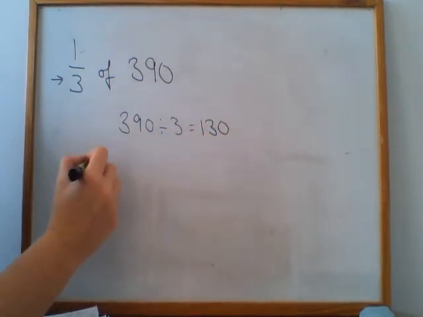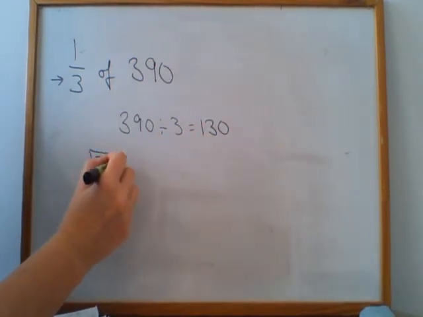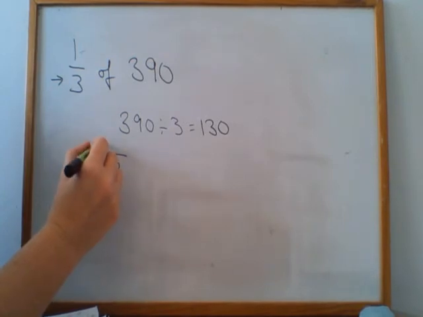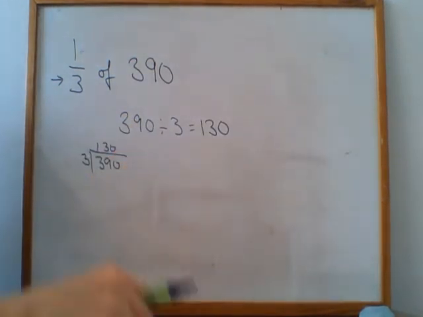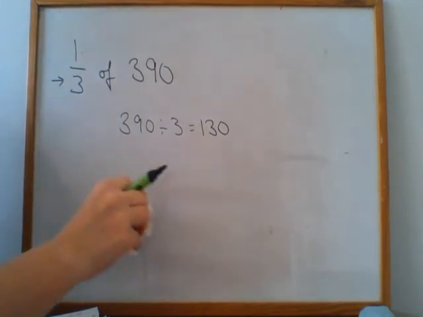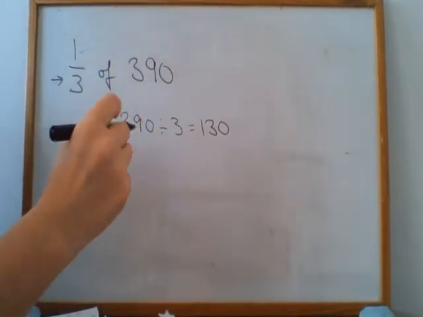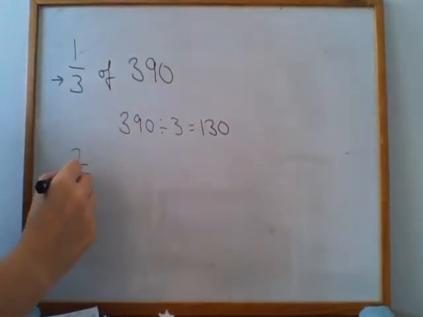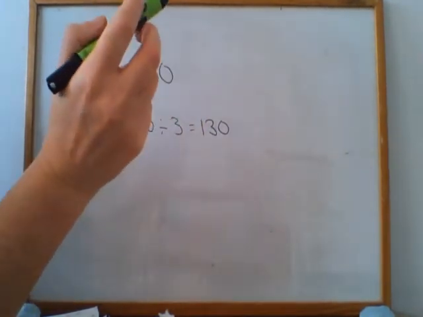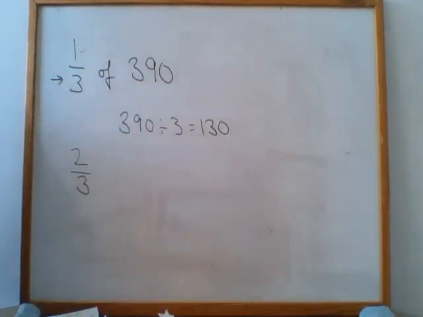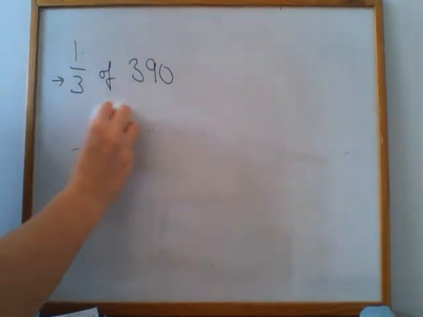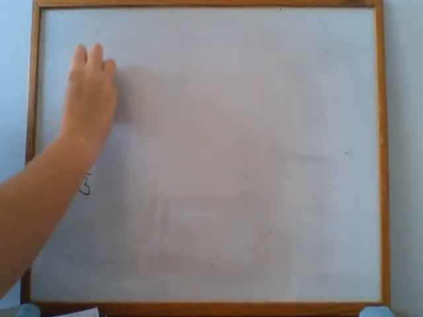Or you could do a quick bus stop method. 390 divided by 3 will give you the same answer. So a third of 390 is 130. If it asked you for 2/3, you would simply times this by 2. And 3/3 would be back to your original number, because as we know, 3/3 is the same as the whole thing.